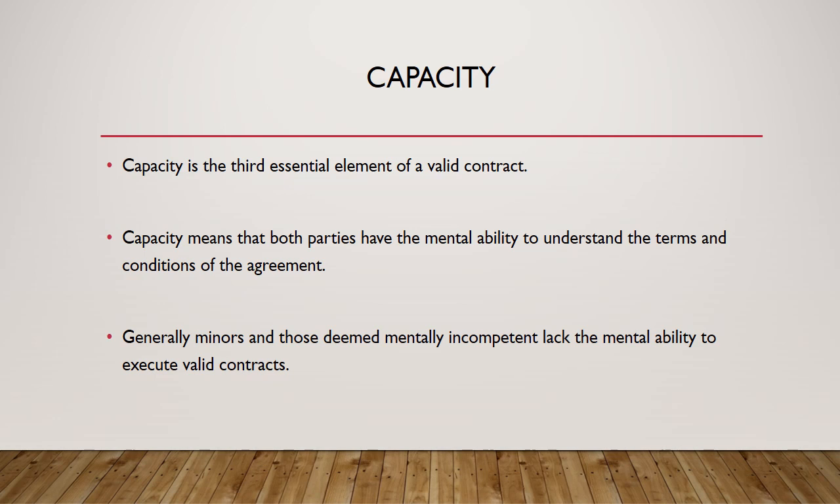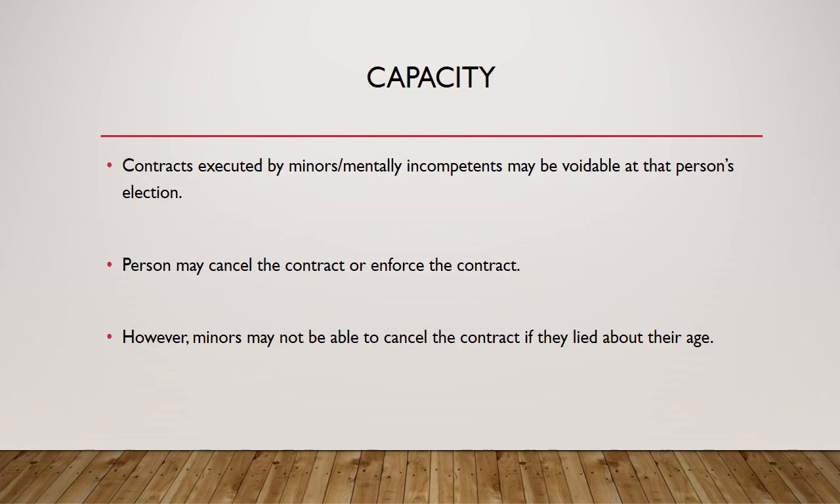And so because element 3 is not met, element 1 in turn is not met. So contracts that are executed by a minor or someone that's mentally incompetent are usually voidable at that person's election. Saying that it's voidable means that the person may cancel the contract or they may choose to enforce the contract. The contract is not invalid as a matter of law. The contract may be enforced if the minor so chooses. So the minor has the option.